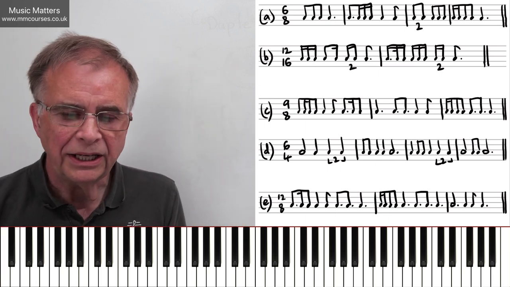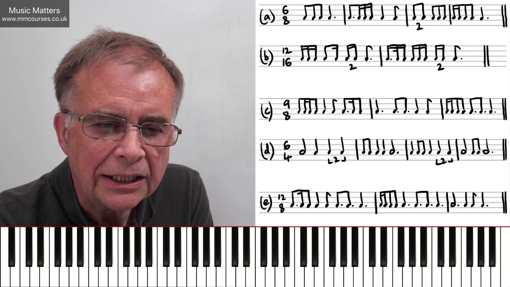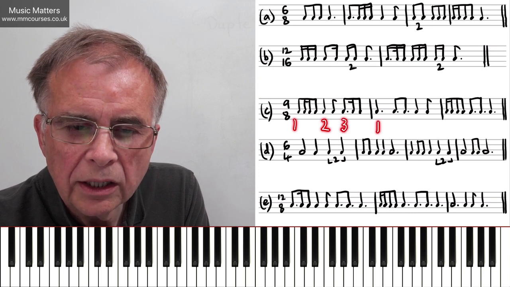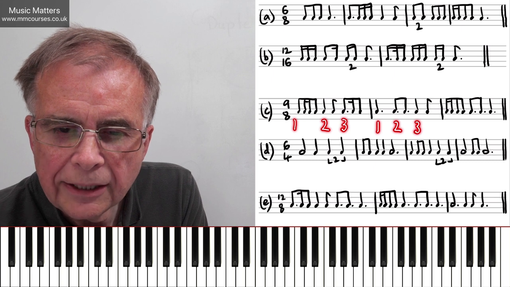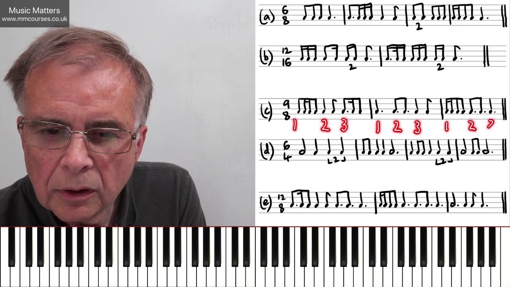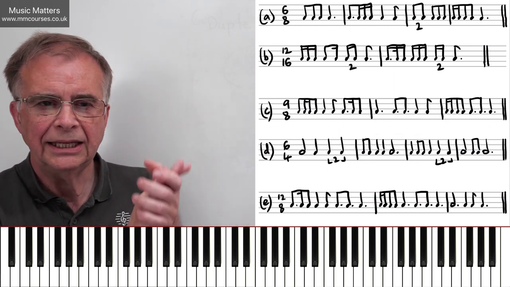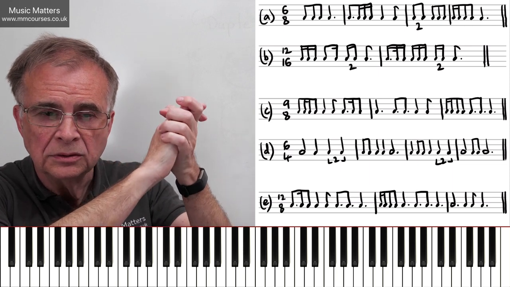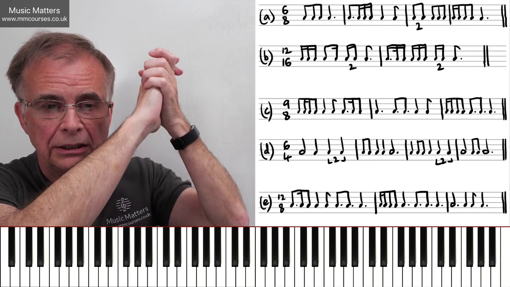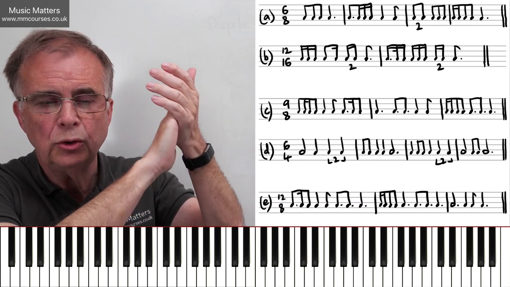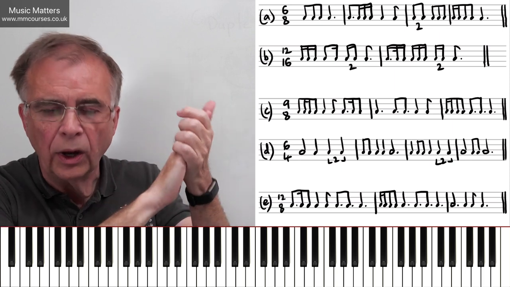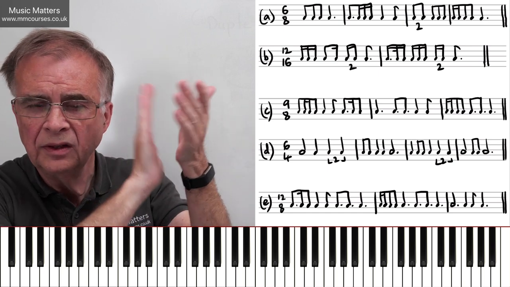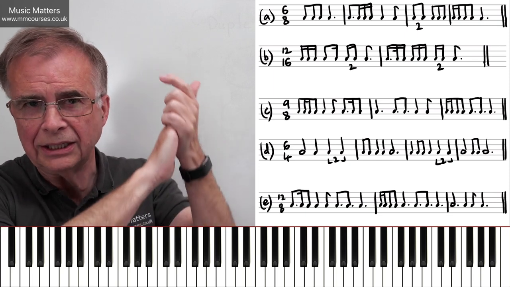Okay, well, let's break it down and look for these 3 beats in each bar, each measure. 1, 2, 3, 1, 2, 3, 1, 2, 3. Okay, here's a bar for nothing. See if you can clap with me now. 1, 2, 3. 1, 2, 3.